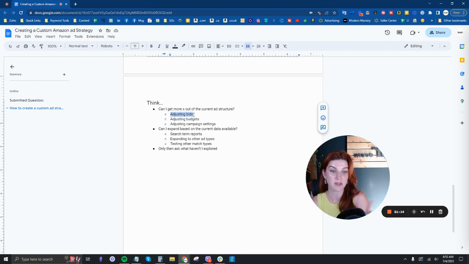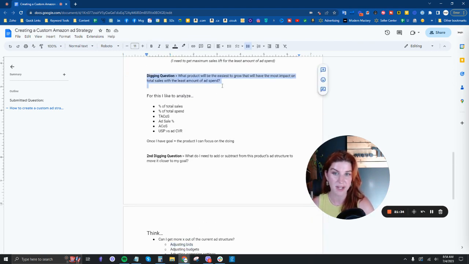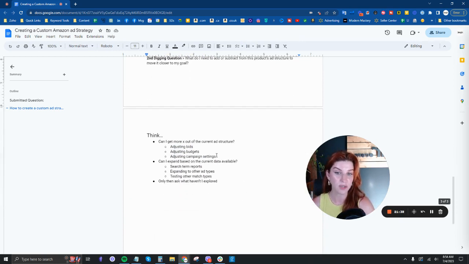Can I adjust budgets? That's a very easy one. Do I have campaigns that are running on a budget that are driving sales volume for me? Can I simply increase those ad budgets and drive more sales? You can see how these are very quick, pinpointed moves, but because we've already gone through this clarifying question to figure out what products we should do this on, we know we're doing it in the right place.